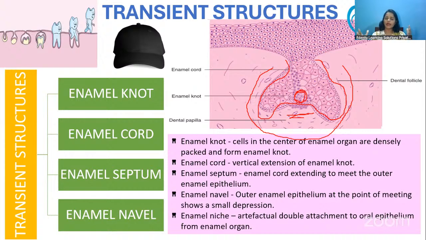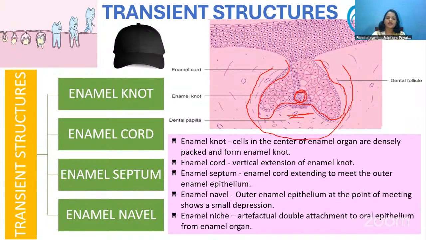Now, in this enamel knot, lots of cells are getting divided and divided, and lots of cell divisions are happening. So lots of cells are getting formed, they are becoming crowded and they are moving up. So it is forming an extension, a vertical extension. This vertical extension of the enamel knot is called the enamel cord.